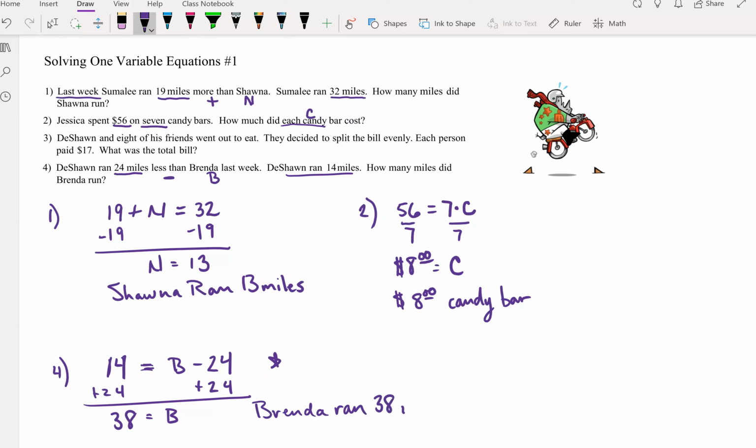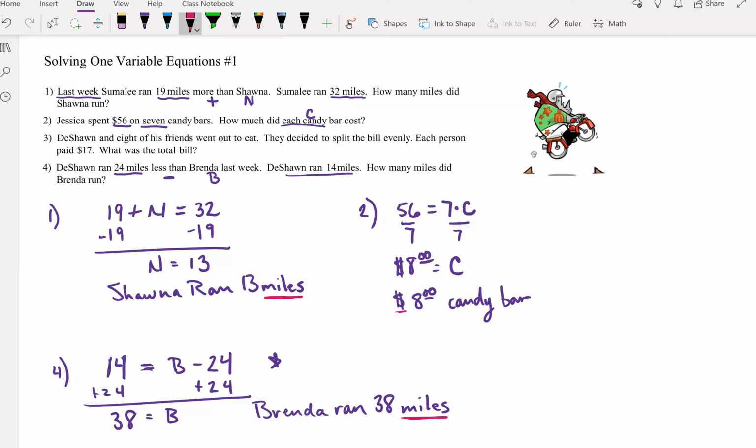38 miles. So when we have a story problem, it's really important that you guys are remembering to label what your numbers mean. In this case, it's dollars. In this case, it's miles. In the case of number 4, it's miles as well.